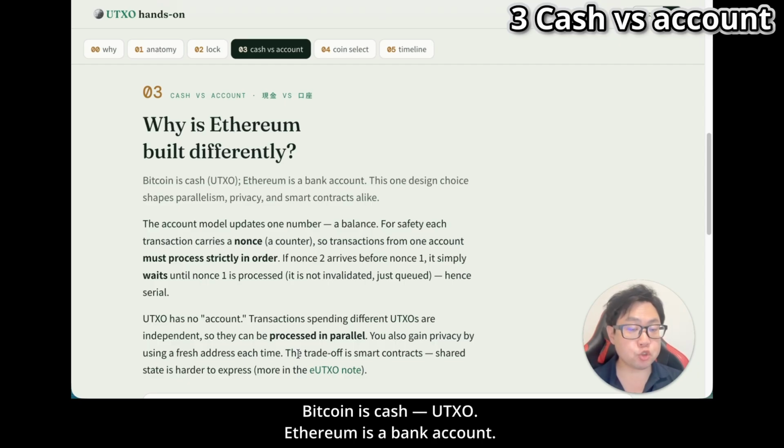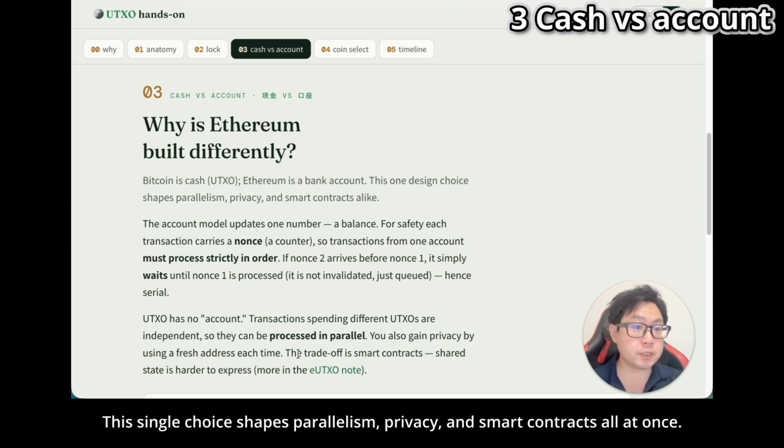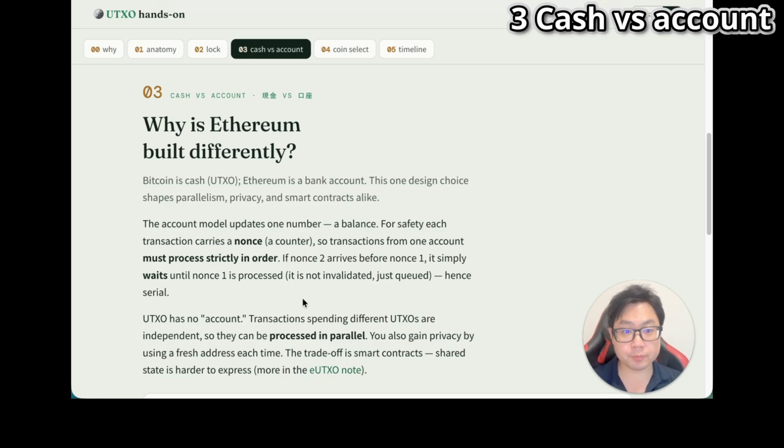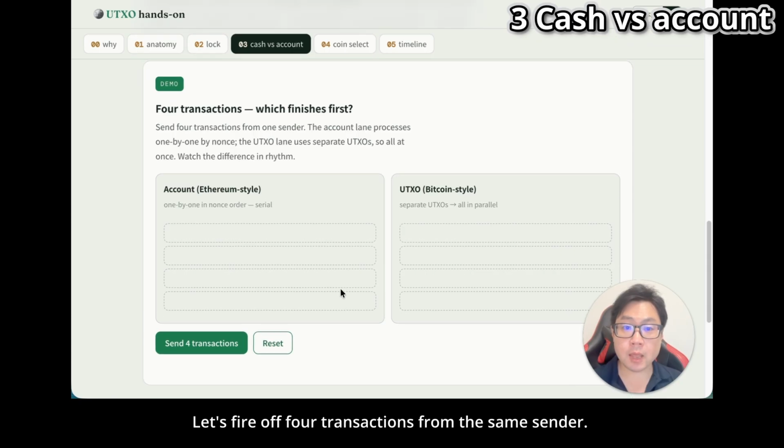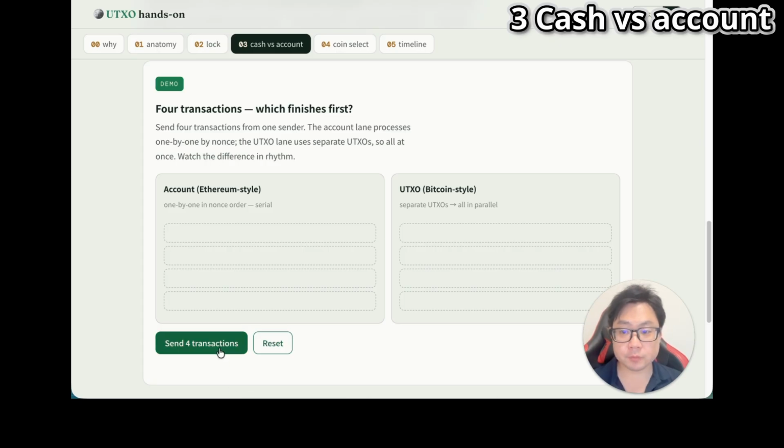Let's zoom out to the big design difference. Bitcoin is cash, UTXO. Ethereum is a bank account. This single choice shapes parallelism, privacy, and smart contracts all at once. Now, let's fire off 4 transactions from the same sender. Send 4 transactions.